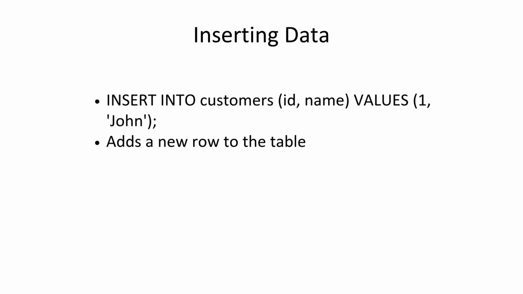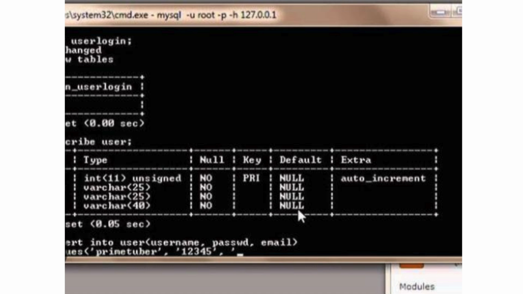Inserting data. To add new data to a table, use INSERT INTO. Example: INSERT INTO customers (id, name) VALUES (1, 'John'). This adds a row where id is 1 and name is John. Always make sure the values match the order and data types defined in the table.